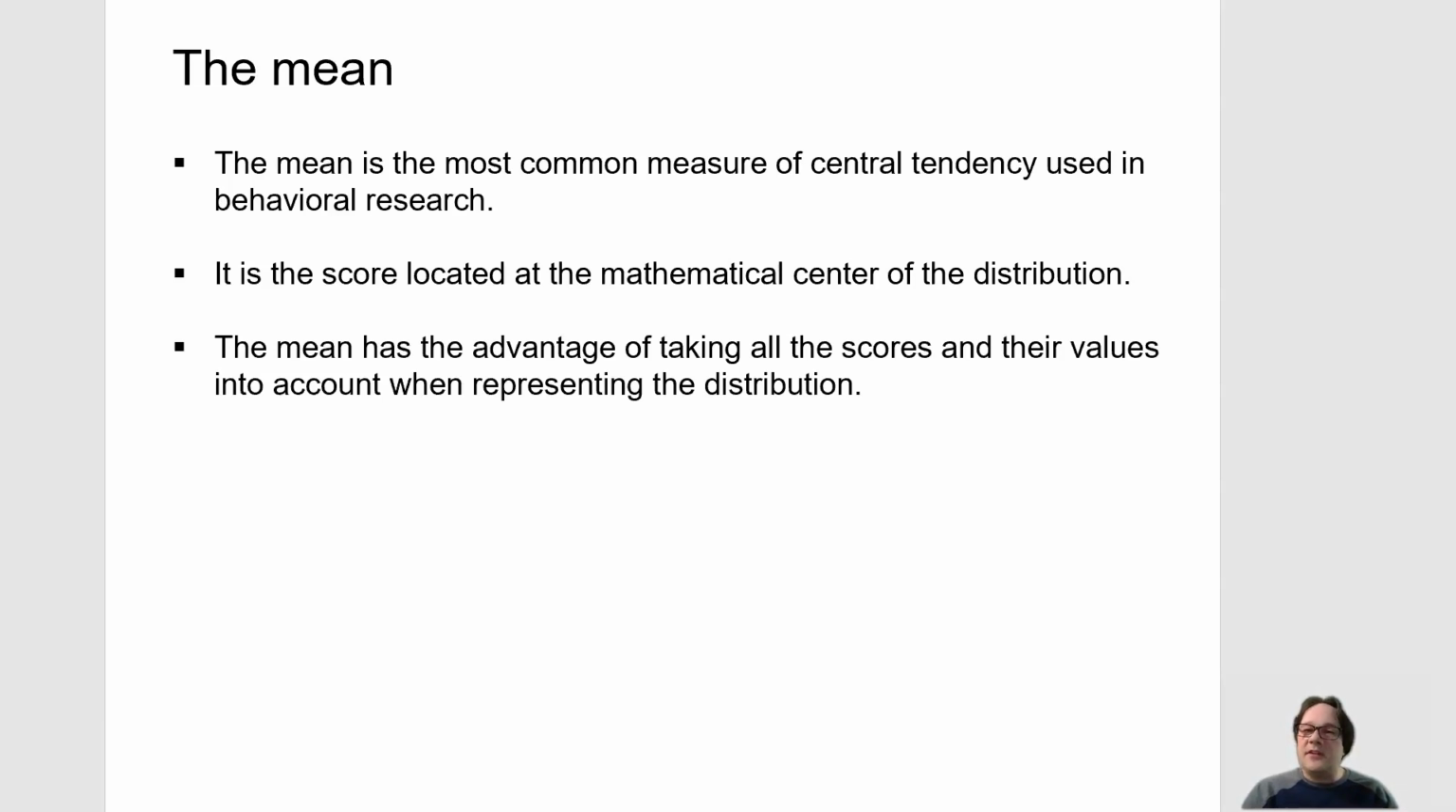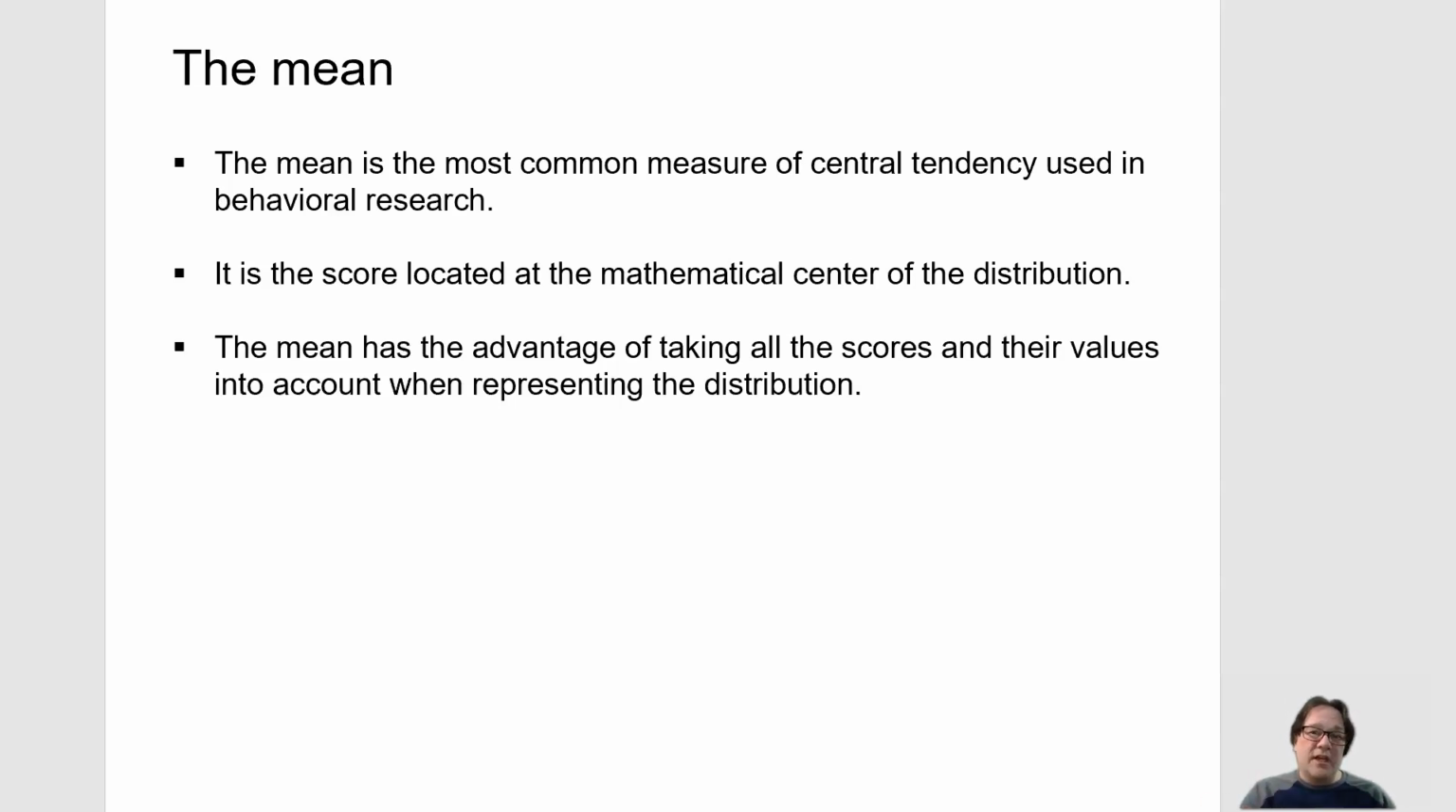So the mean has the advantage of taking all the scores into account, and not just the frequency of each of the scores, but also the values of each of those scores. So the scores and their values are taken into account when calculating the mean, which is there to represent the distribution. So already, hopefully, you can see how the mean is different than the previous two measures of central tendency.